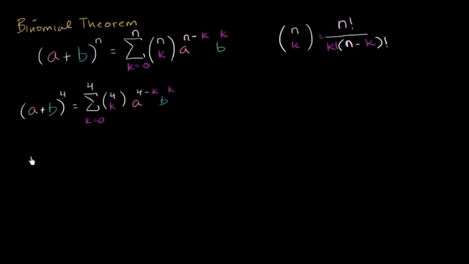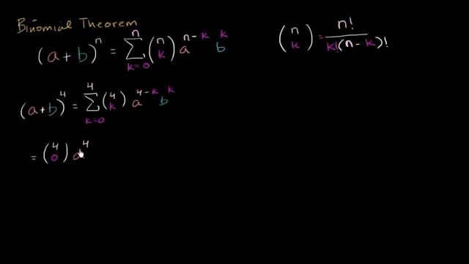We're going to start at k equals 0. So when k equals 0, it's going to be 4 choose 0 times a to the 4 minus 0 power. Well, that's just going to be a to the 4th power times b to the 0 power. Well, b to the 0 power is just going to be equal to 1. So we could just put a 1 here if we want to, or we could just leave it like that. So this is what we get when k equals 0.